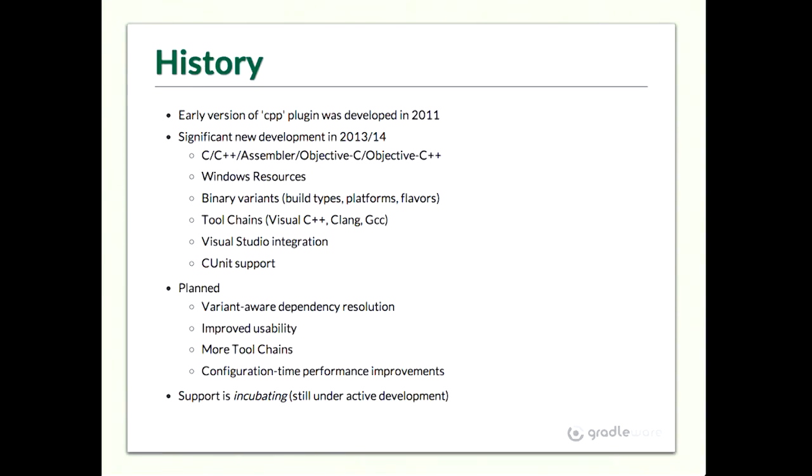And pretty basic CUnit support. CUnit's a library similar to JUnit for C code. Other people have adapted that now for Google Test and a couple of other tools as well. So that's interesting. What we've done is dependency resolution within a build.